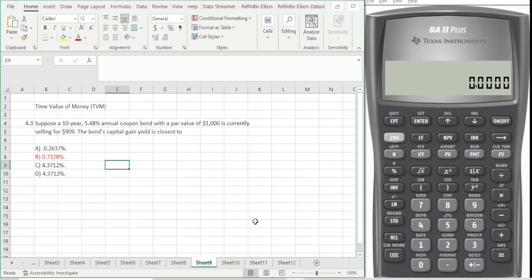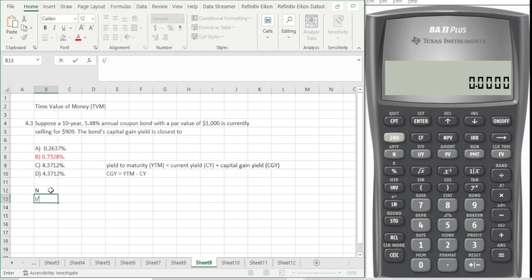Using Excel, I will show you how to calculate capital gain yield. To figure out capital gain yield, we first figure out yield to maturity. Yield to maturity equals what? Current yield plus capital gain yield. So, capital gain yield equals YTM minus CY, current yield. Okay? Figure out yield to maturity first.